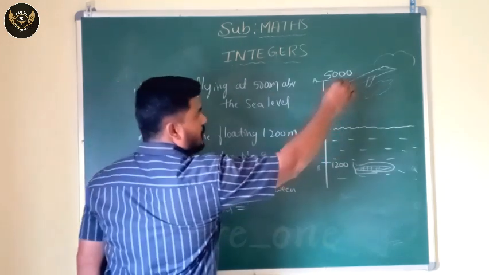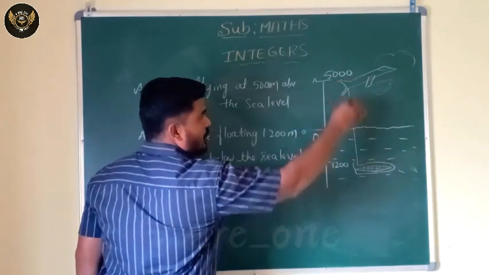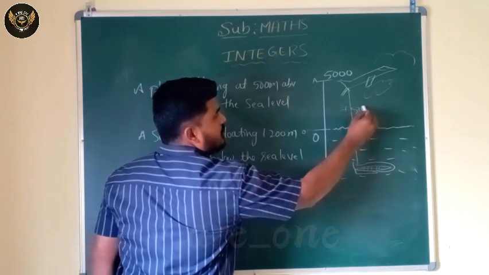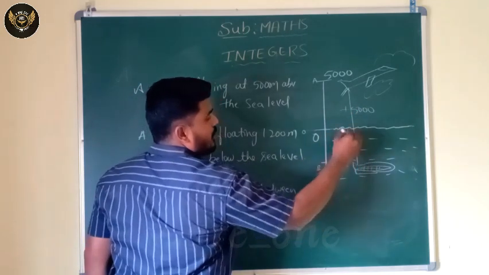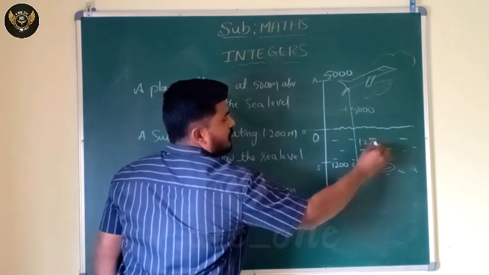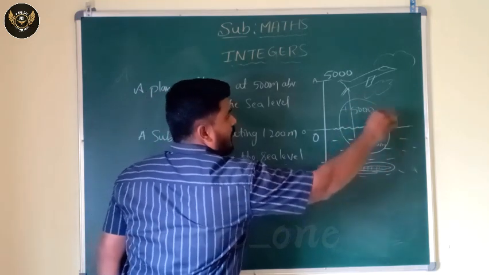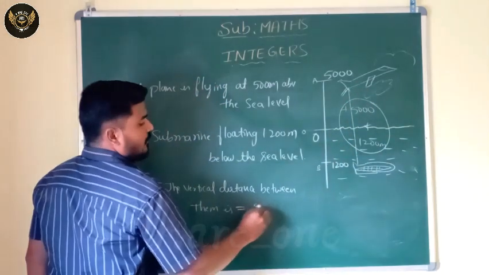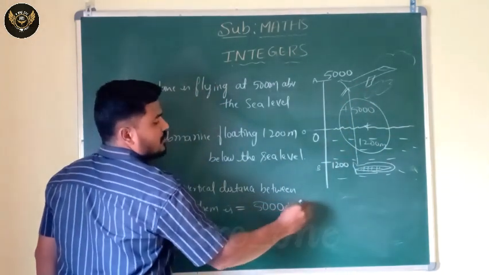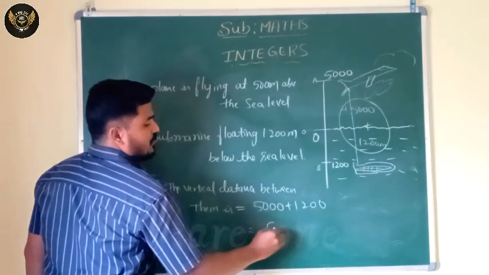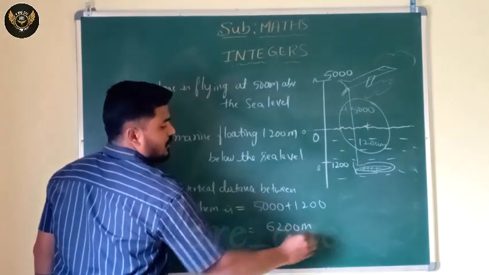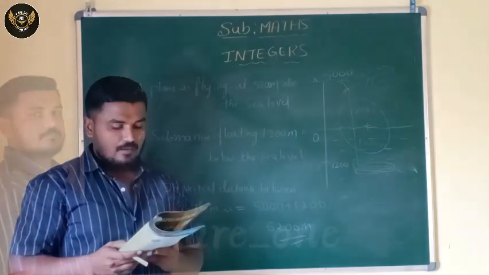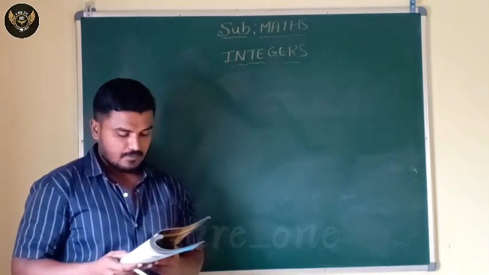So the vertical distance between the plane and the submarine, how much is the distance? See, from sea level it has a distance of 5000 meters. Here from sea level it has 1200 meters. So if we add the two vertical distances, we get 5000 plus 1200, that is 6200 meters distance between the plane and submarine.